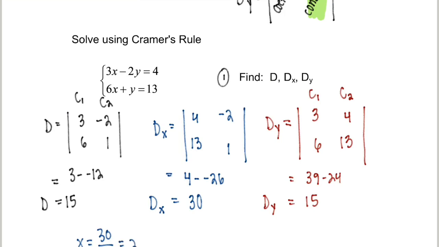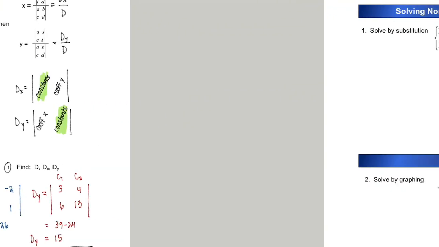And y is equal to the determinant of y, which was 15, over the overall determinant, which was 15, which is 1. So our answer is 2, 1. And that is Cramer's rule. So let's try Cramer's rule on another problem.